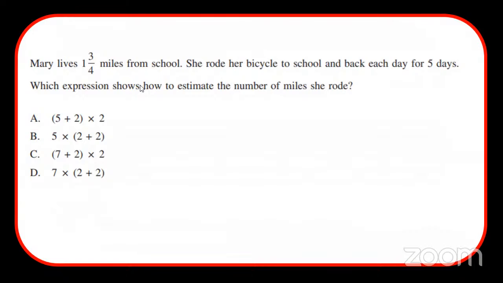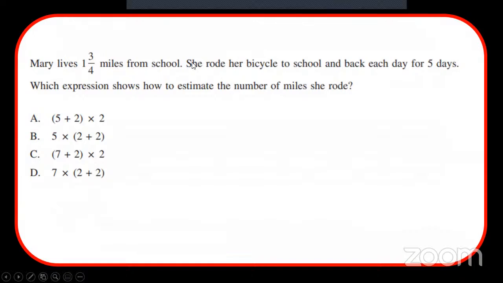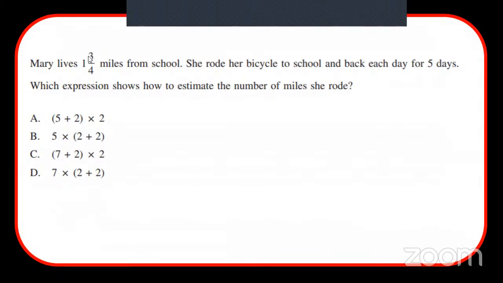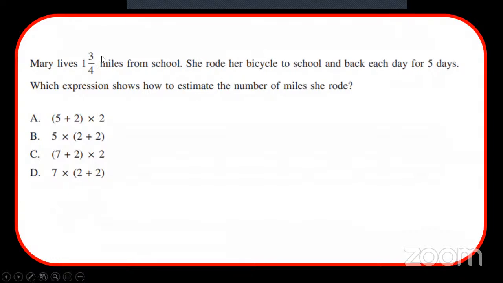Now, let's look at what is happening here. Mary lives 1 3/4 miles from school. Since we're talking about an estimate, you can see here that 1 3/4 miles was rounded to the nearest whole, which is basically 2 miles. So we're using 2 for this expression. You're not seeing 1 3/4 miles, we're using 2.